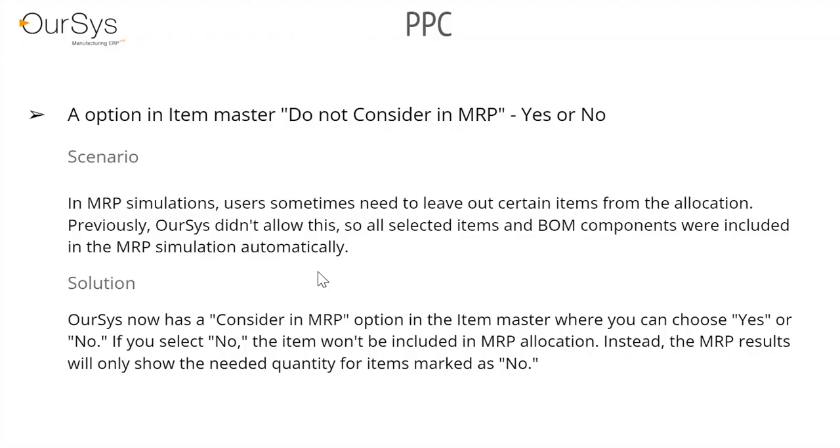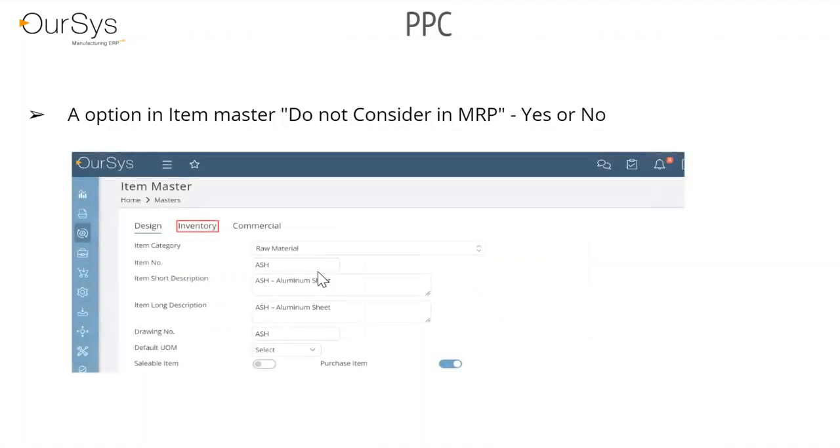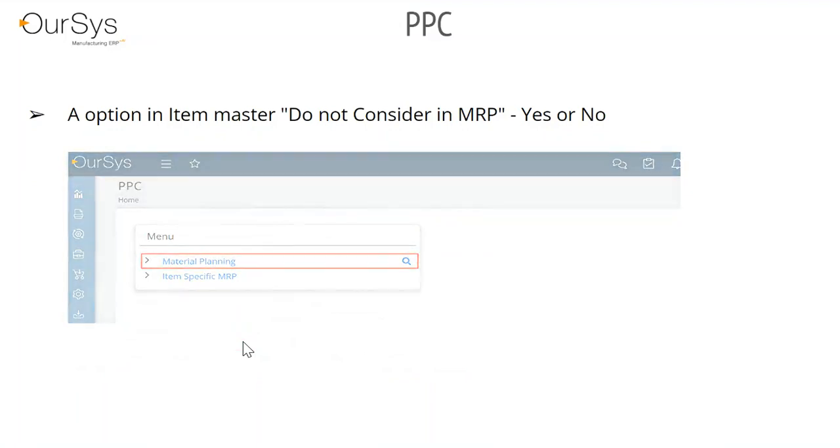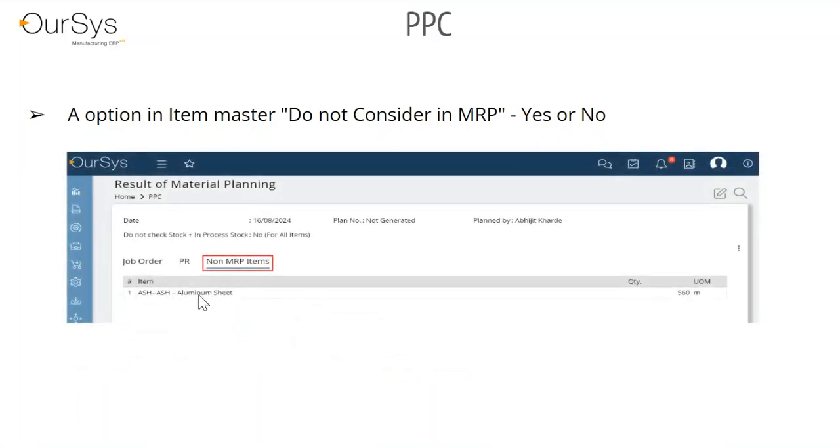In the screen you can see under the item master, under the inventory section, we have given a flag called do not consider at the material requirement planning. Once the flag is on, if you run the material planning here, you can see the particular line item, that is the aluminum sheet, did not get considered in the planning. So no job order or purchase requisition will be generated. The user can manually go and check whether the line item can later be allocated to a particular job or order.